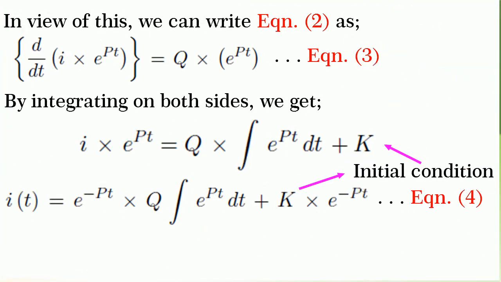By integrating on both sides, we get I into e to the power of pt is equal to q into integration of e to the power of pt into dt plus k, where k is constant of integration and is the initial condition. So, by taking e to the power of pt onto the right hand side of equal to sign, we get I of t is equal to e to the power of minus pt into q into integration of e to the power of pt into dt plus k into e to the power of minus pt. Let it be equation 4.